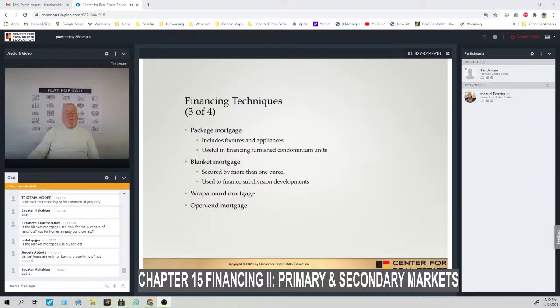So you're going to need an attorney to write that all up. And then finally, an open-end mortgage. Like that home equity line of credit, an open-end mortgage is just that. You can borrow up to, let's say, $250,000 worth of money. If you need full of it, all 250, take it. But if you only need 10,000, take 10,000 and start paying that back.